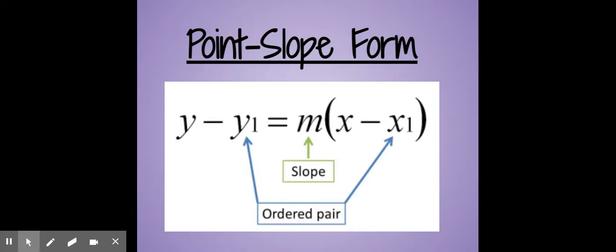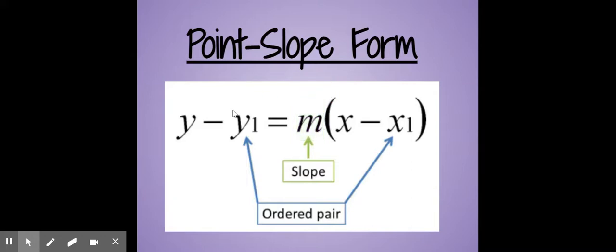You're going to see two things when you look at point-slope form. One thing you will see is a point along the line in ordered pair. The second thing you're going to see is the slope of the line. Hence the name point-slope form. Right here is where you're going to be putting the slope of the line.